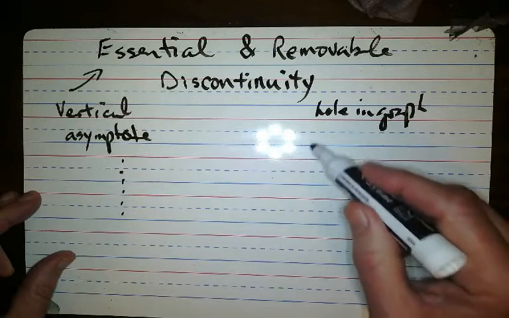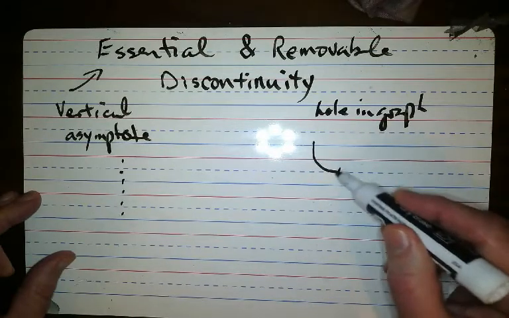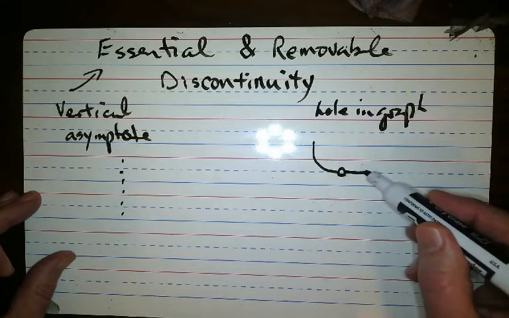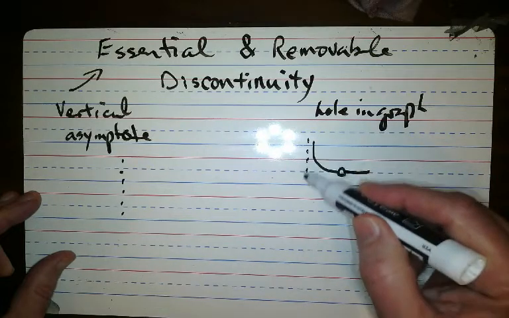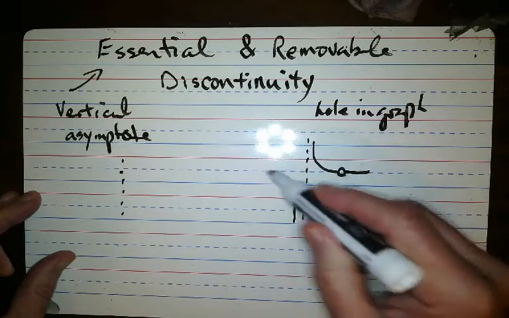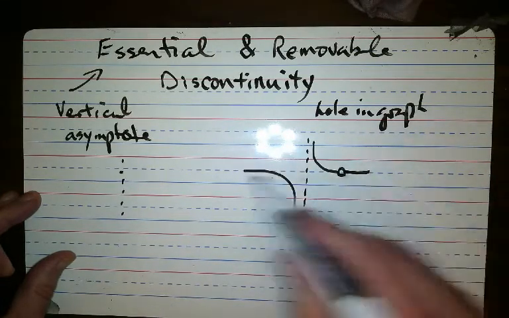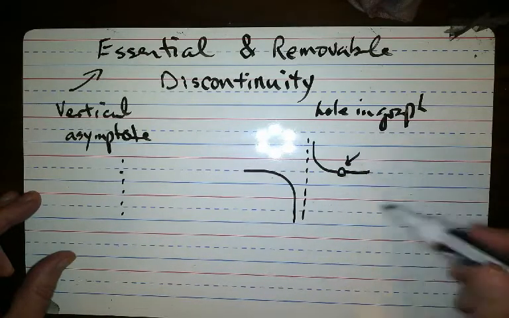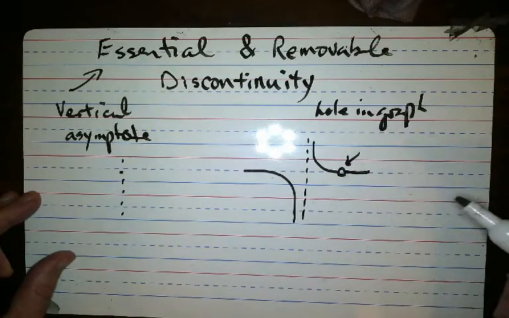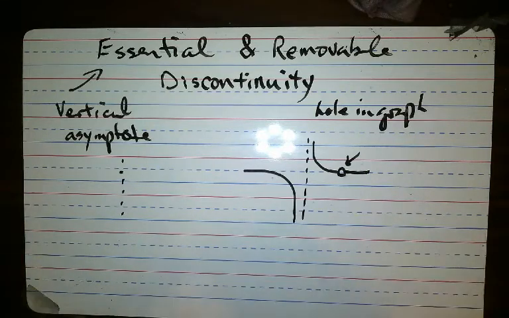So you might have a graph that looks like this, and then there's a spot, and then there could be an asymptote here, and we've got our little graph going like this. Well, there's a hole right there. You say, what? How can that be? Let me show you. This is what we're looking for today, removable discontinuities.